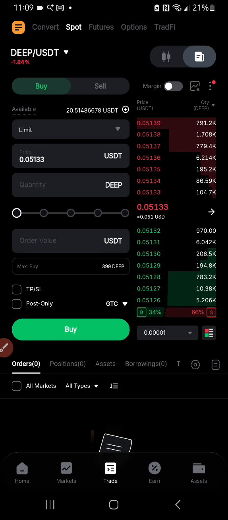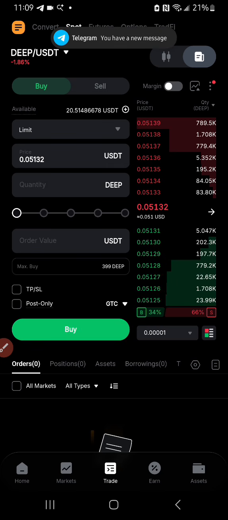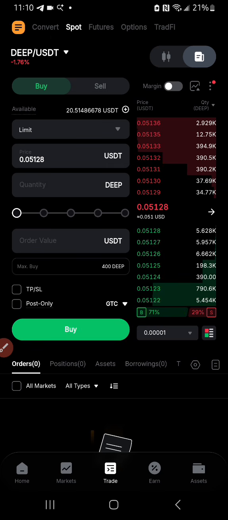So for those of you that do not know, arbitrage trading is a crypto trading strategy whereby you take advantage of the price differences of a particular cryptocurrency. So let me show you how to do that.